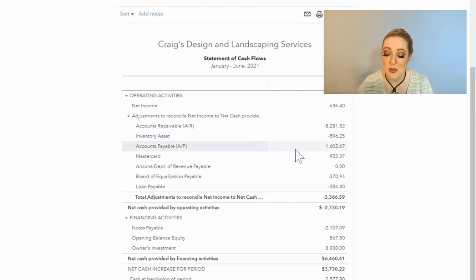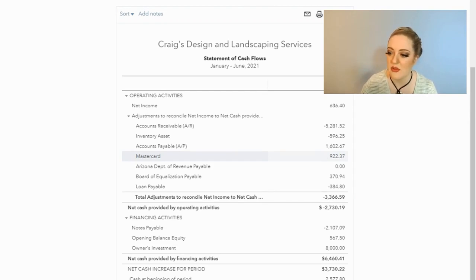Accounts payable, they have some expenses that they have accrued, that they've incurred, but they're bills that haven't been paid yet. So this is actually a positive for their cash flow. They have some money that they've charged to a credit card. Those are expenses that they've incurred, but they haven't actually paid the credit card. So that's also a positive to their cash flow. They have some taxes that they owe that are showing on the income statement, but they haven't left the bank yet. So again, positive for their cash flow.